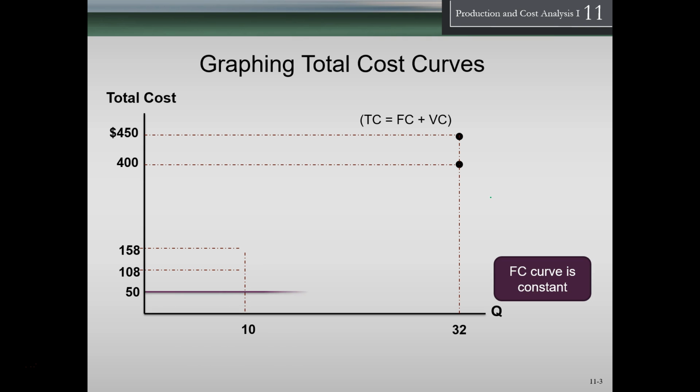So first one, if we take a look at the fixed cost, we just graphed the fixed cost. Notice we've got total cost up here on the Y, quantity down here. And no matter how many units we make, we can make 1 unit, we can make 32 units, and we still have to pay the rent, being my example of fixed cost, and it is $50. So it doesn't matter how many units we make, we're going to pay $50 for the rent.